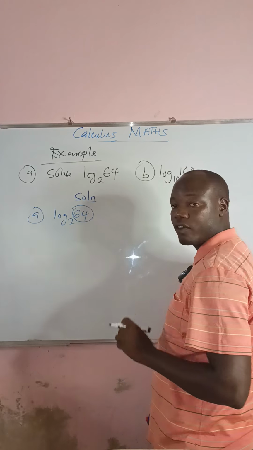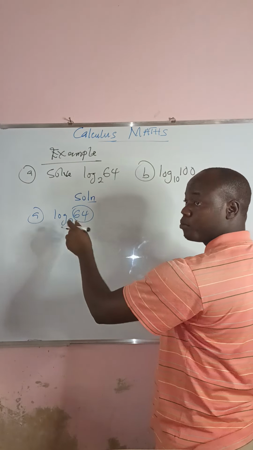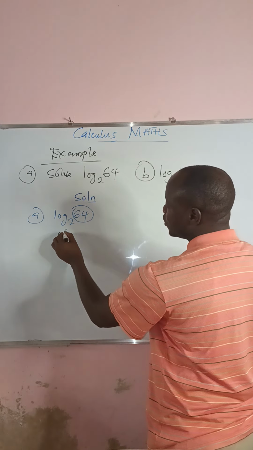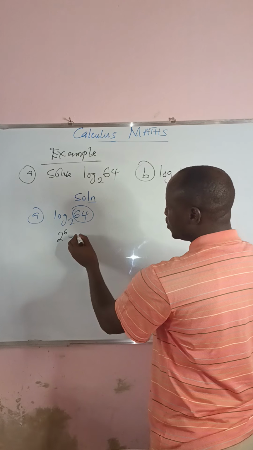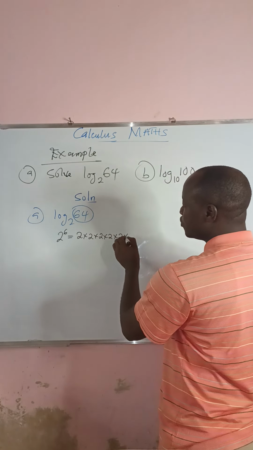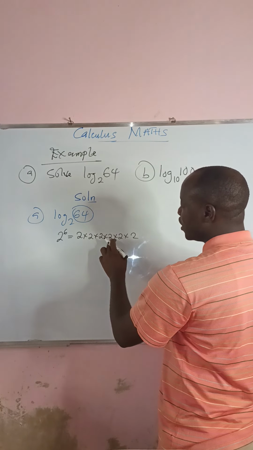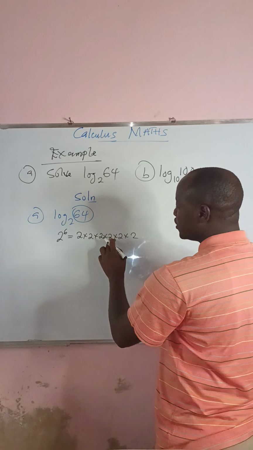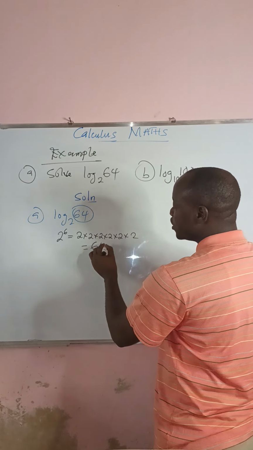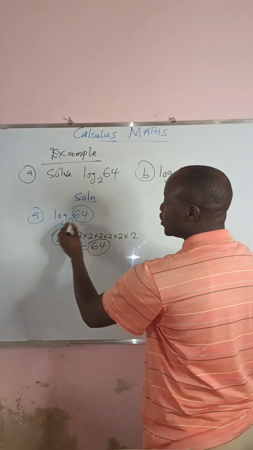We are now going to think of a number that, when we take 2 and raise it to the power of that number, will give us 64. So when we take 2 raised to the power of 6, it's going to give us 2 times 2 times 2 times 2 times 2 times 2. So 2 times 2 is 4, 4 times 2 is 8, 8 times 2 is 16, 16 times 2 is 32, and 32 times 2 is going to give us 64. Therefore, we are now going to substitute 64 with 2 raised to the power of 6.